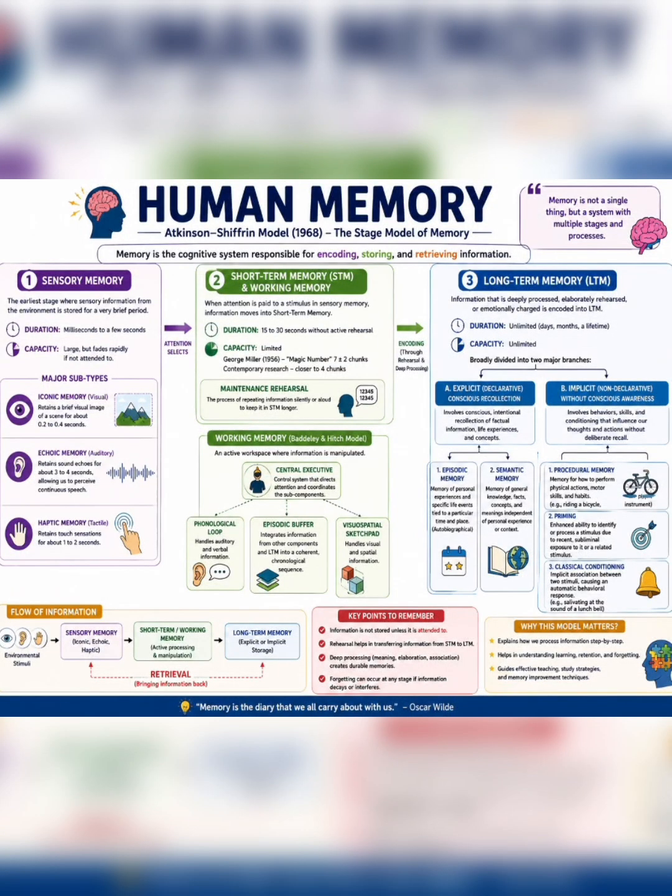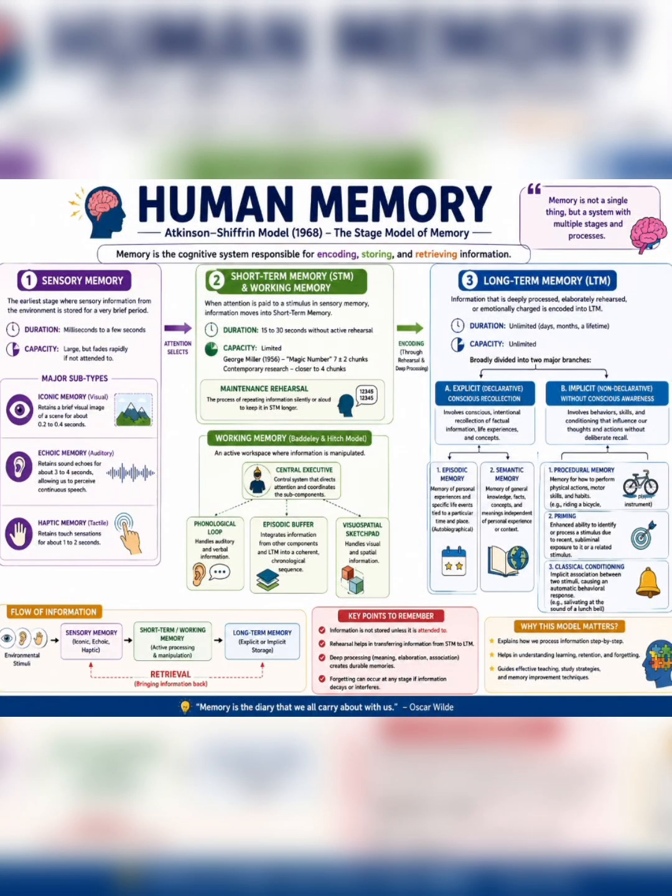Branch B is implicit or non declarative memory. This operates entirely without conscious awareness, influencing our thoughts and actions automatically. It includes procedural memory, that is memory for how to perform physical actions, motor skills, and habits. Second is priming, an enhanced ability to identify or process a stimulus due to recent subliminal exposure to it. And number third is classical conditioning, implicit association between these two stimuli causing an automatic behavioral response, like salivating when you hear a lunch bell.